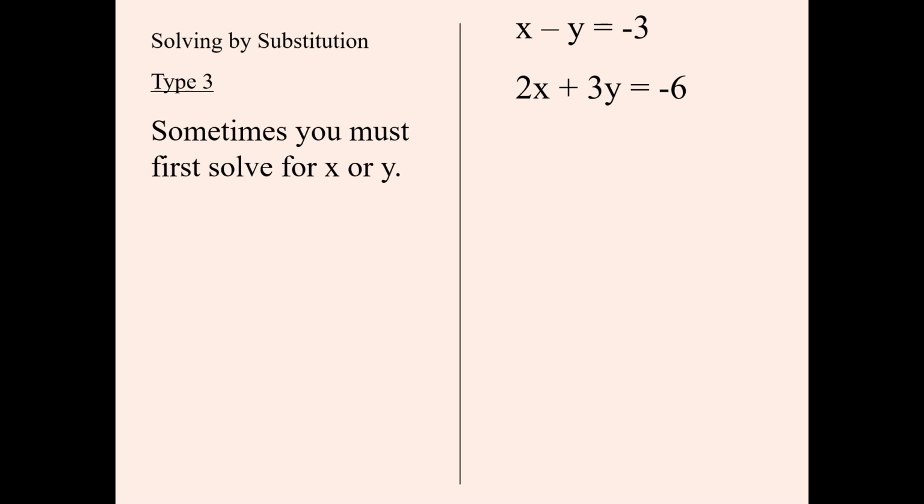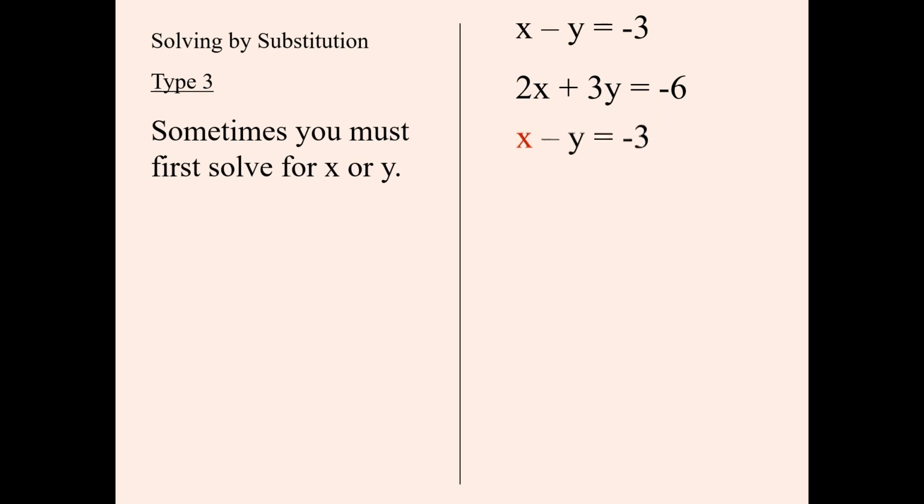All right, here we got another equation. We got x minus y is negative 3. We got 2x plus 3y is negative 6. Neither of these are in a really easy format to use something like equal values. But if you notice, that top one is x minus y equals negative 3. So I could really easily solve that one for x.